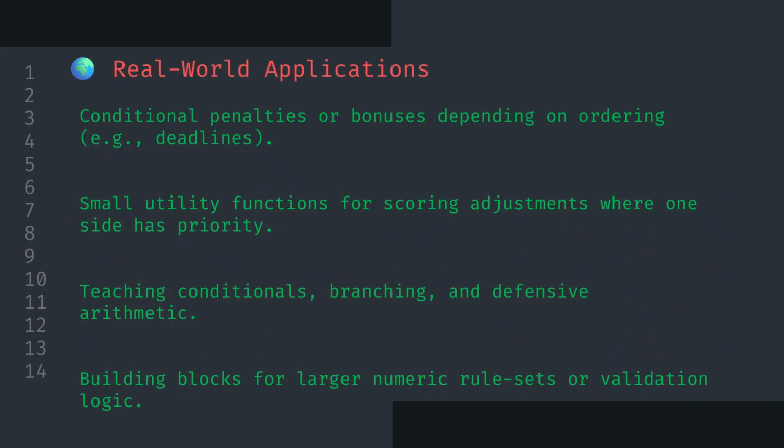Though tiny, this pattern is useful. Sometimes the relative ordering of two values changes how you compute a metric. For example, doubling a penalty when a threshold is exceeded. The function is a good learning tool for conditionals and is easily extended for more rules.